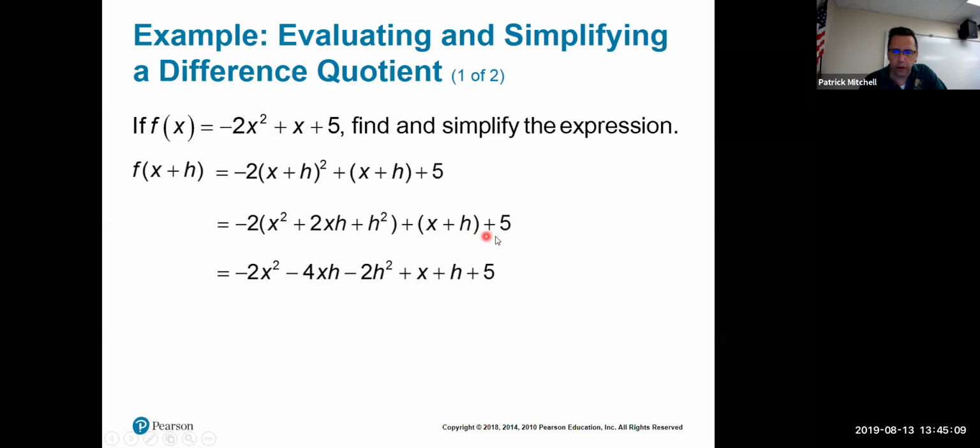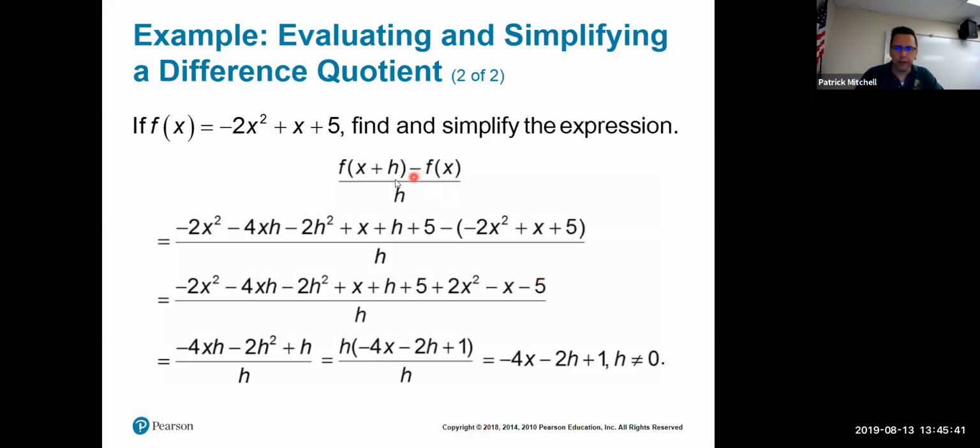So this part over here is really easy. In fact, you can just drop the parentheses when you get down there. And then here you just have to distribute your -2. So that gives you -2x squared minus 4xh minus 2h squared. Okay, so that whole monster thing is just the f at x plus h part. Okay, so now we're going to drop it into the whole difference quotient.